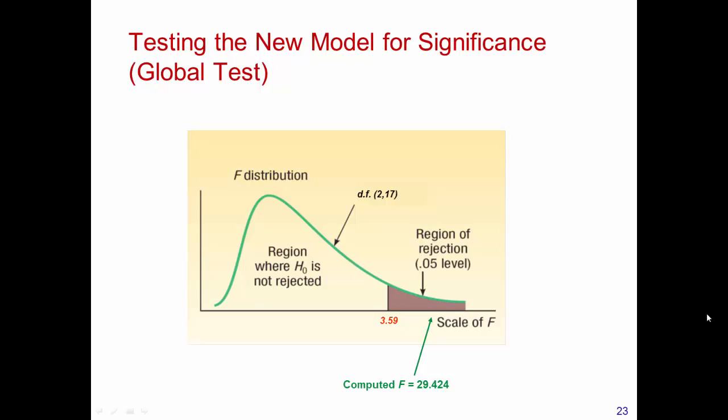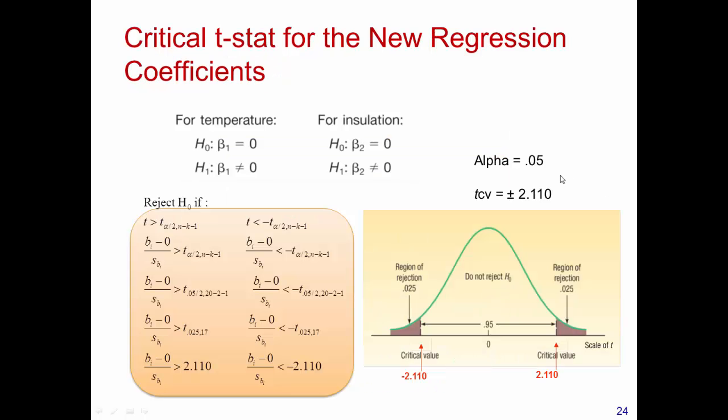Now that we know that our overall model is significant, which means at least one of the coefficients adds predictive value to the model, what do we do? We test the individual coefficients. And just as before, our upper and lower t critical values are negative 2.110 and positive 2.110. We have our two coefficients here, and we choose the alpha of 0.05.